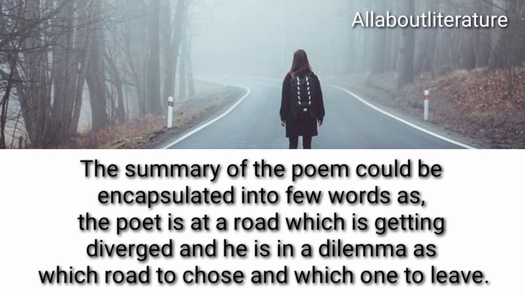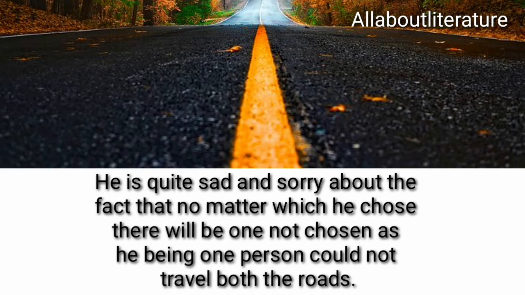The summary of the poem could be encapsulated into a few words: the poet is at a road which is diverging, and he is in a dilemma as to which road to choose and which one to leave. As the poem begins, we get to know that the poet is standing at a road which is getting divided into two. So he is in confusion about which road he should take and which one he should leave. He is quite sad and sorry about the fact that no matter which he chooses, there will be one not chosen, as he, being one person, could not travel both the roads.